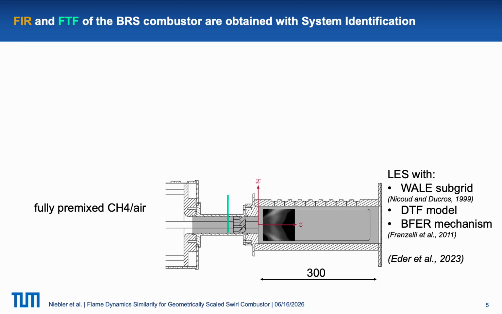I think with this, it's time to introduce the swirl combustion system we used in our work. On the bottom of the slide, you see the BRS combustor, which is operated with a fully premixed CH4 and air mixture. For this baseline case, we did an LES with a WALE subgrid model, the thickened flame model, and we used the BFER mechanism. This setup is based on the work of Alexander Eder and co-authors, but still we validated all of our results for the baseline case against the experimental ones obtained by Komarek and Polifke.